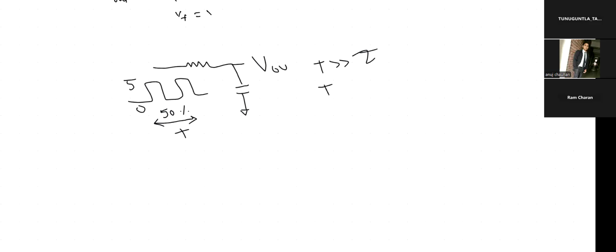So the input V in, they will give a square wave, from 0 to 5 volt, with a duty cycle of 50%. For one period, this is the time period T. Two cases will be there: one case where the time is greater than the tau of the circuit, and one case where the time is very much less than tau.